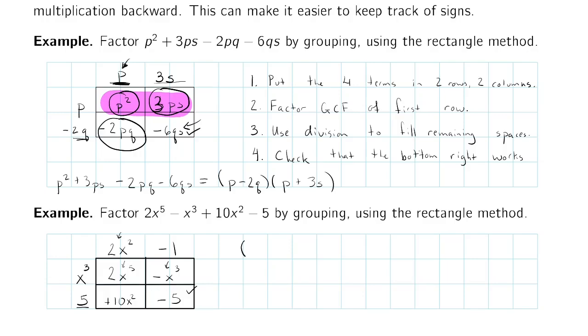So our polynomial factors as x to the third plus 5 times 2x squared minus 1.